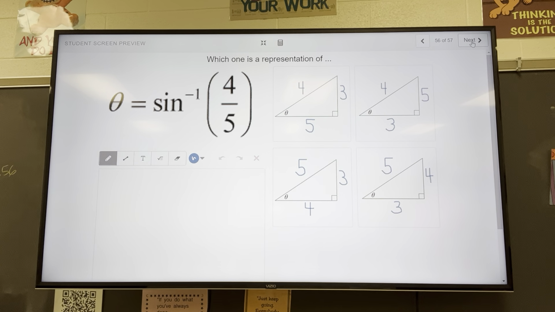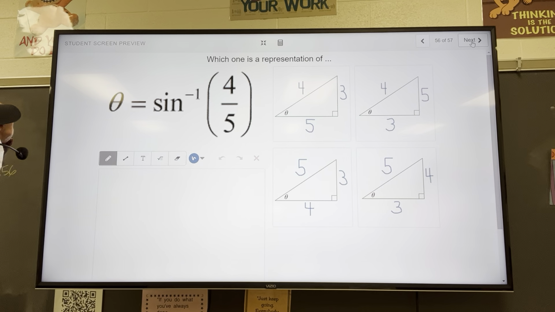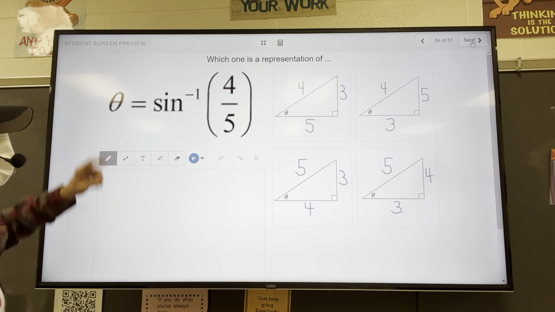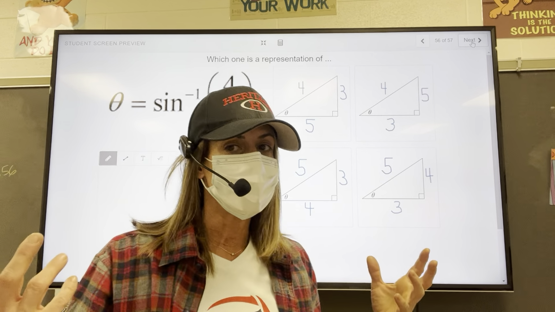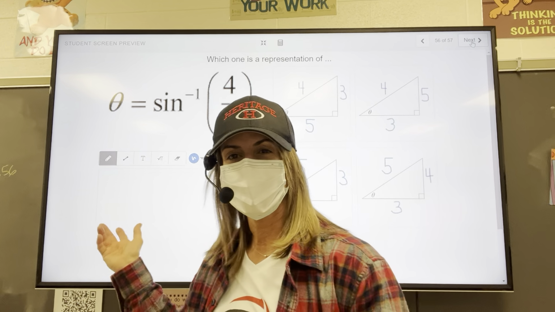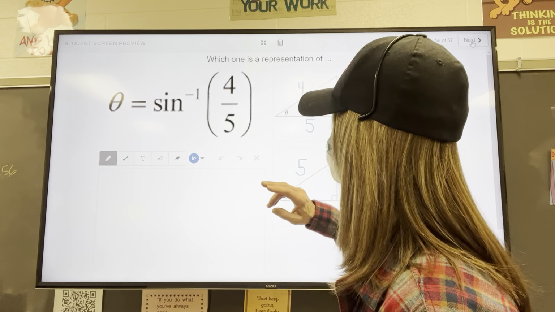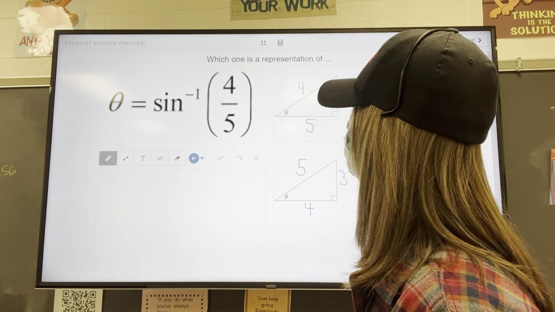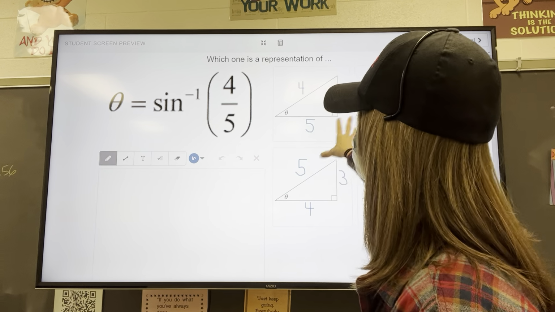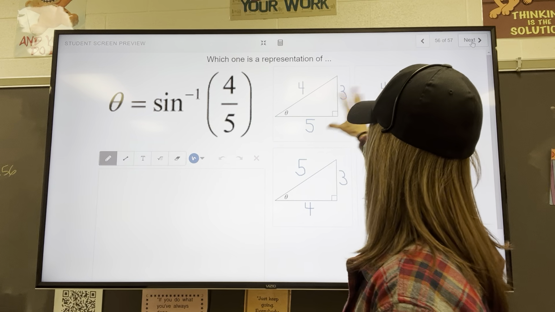Okay, the inverse sine of 4 over 5. This theta represents the measure of an angle. So if you see that instead of x, or if you see another variable, they use theta a lot for angles. Don't get confused, we're trying to find the inverse sine of 4/5. We already have the triangle worked out. So let's see which triangle we're going to use.